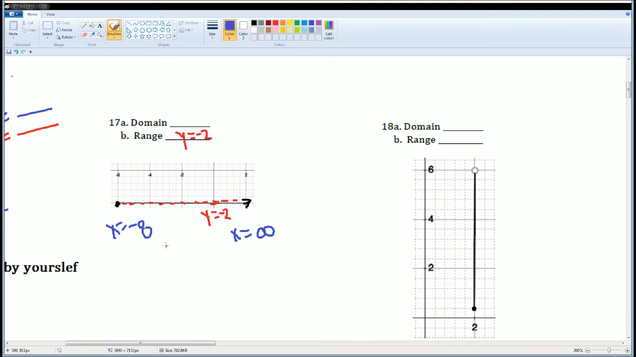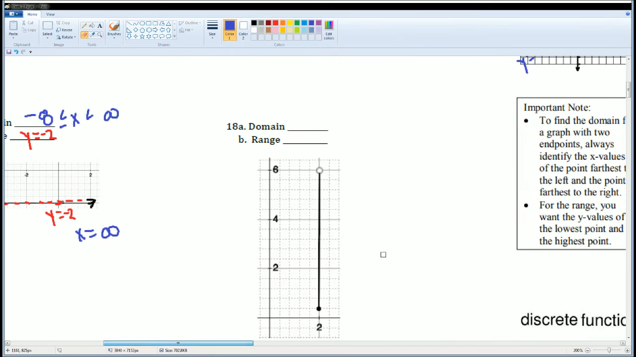My range, no, the domain are my x values. So it would be from -8 all the way to infinity. And that is your x value. And you want to close it. Right? Can we close infinity? No. So you have to do it something like that. Good?